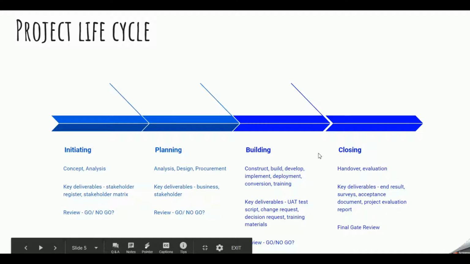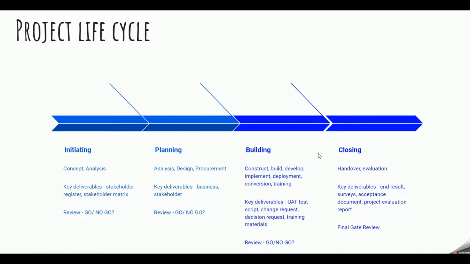The next phase is the actual building or constructing phase. This is where construction, building, developing, implementing, deployment, conversion, and training takes place. This can take anywhere between 6 months to 2 years, depending on the nature of your project, or it can be longer. If it's a really big construction job or project, then it could be a lot longer than 2 years.